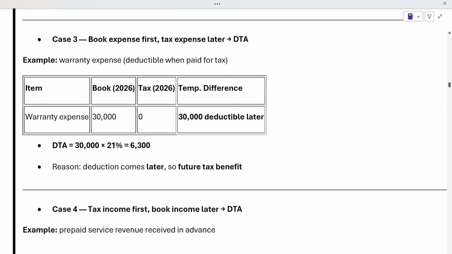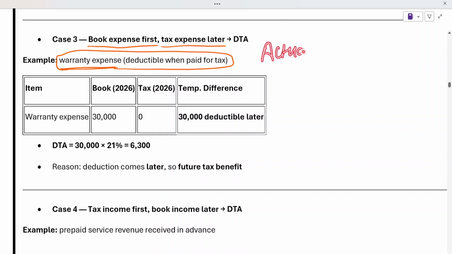Let's see a third case as well, wherein you can say your book expenses are first and tax expenses later. Basically, I'm talking about the warranty expenses. As per federal law, warranty expenses are only deductible in your P&L when they are actually incurred. The actual incurrence is very essential. But what happens in your GAAP books, you always prepare your financial statement based upon accrual. So you create some provision for warranty.